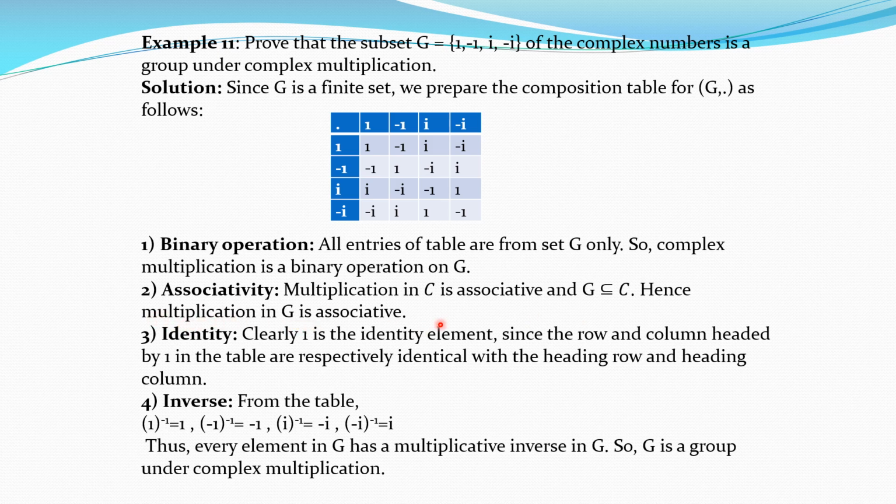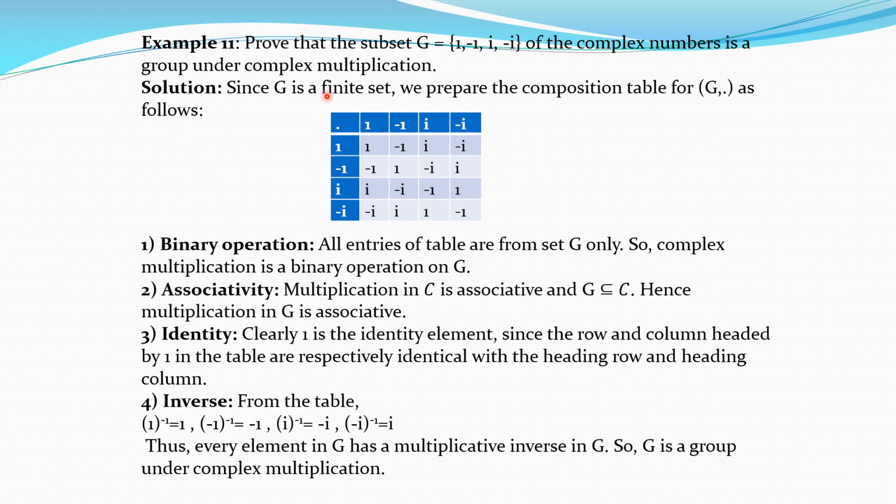Now, in case of a finite set, how to find the identity element? The actual definition is A star E is equal to E star A is equal to A. That means if we are multiplying E by some element A from the left as well as the right side, then we get again the element A itself. So such an element is the identity. Using the same definition, how to identify the identity element in case of a finite set?